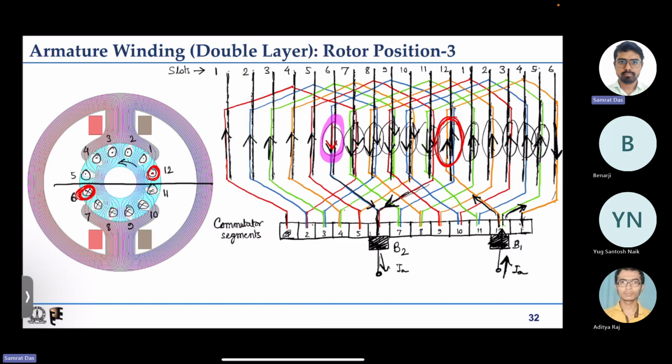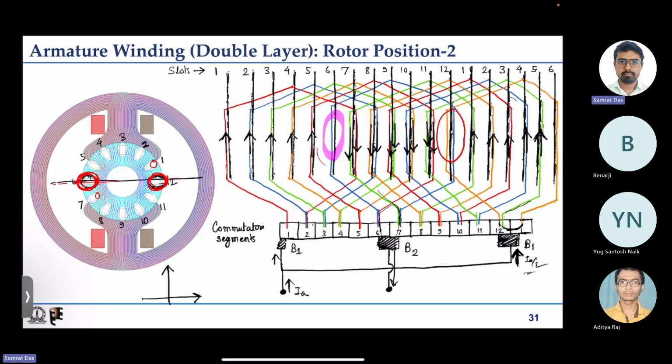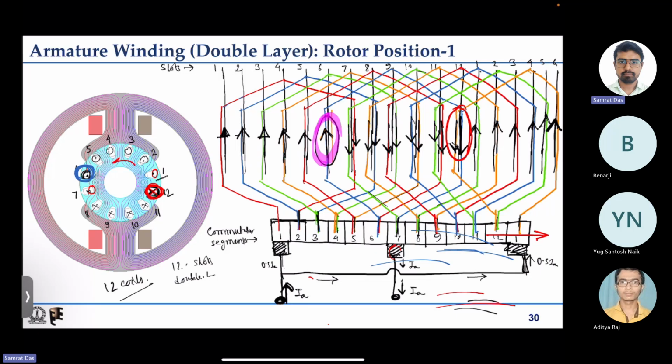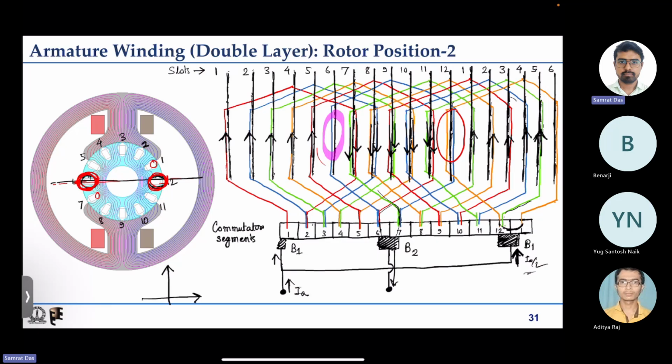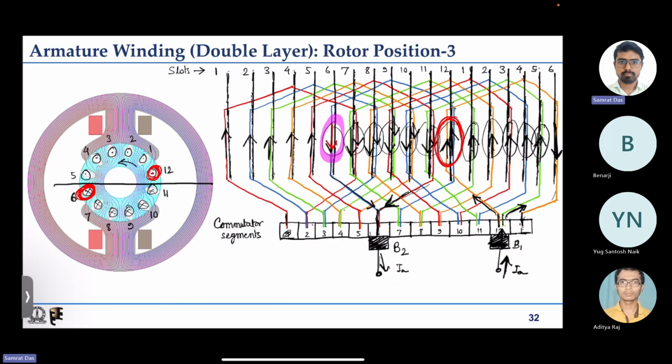number 6 and coil number 12, or the coils which are located in slot number 6 and 12, they are undergoing commutation, because from this rotor position, considering the rotor to be rotating in the anti-clockwise direction, this 12th one and the 6th one are approaching the magnetic neutral axis. They reach the magnetic neutral axis and then they pass through it and go to the other side of the magnetic neutral axis. So the current polarity has changed.